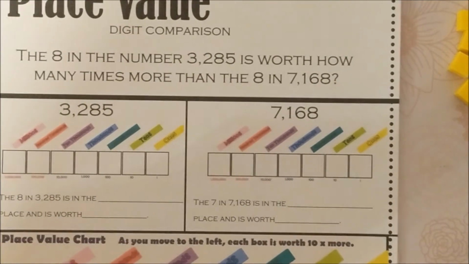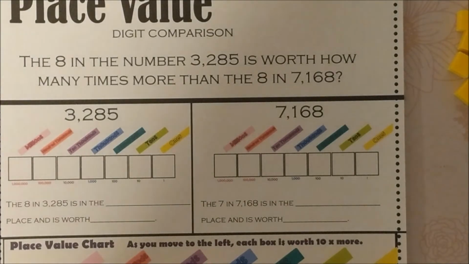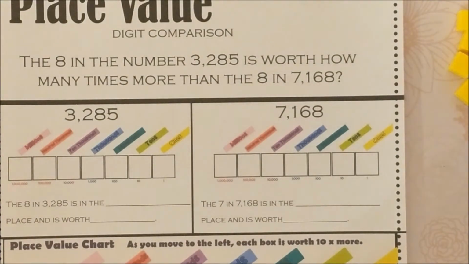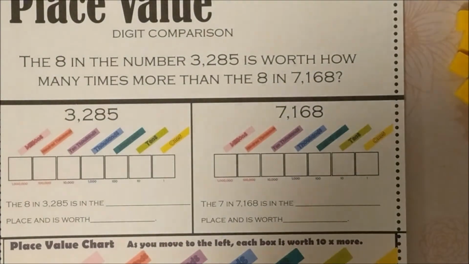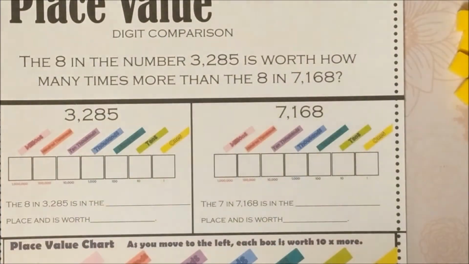The 8 in the number 3,285 is worth how many times more than the 8 in 7,168? Great. So you have 2 numbers and 2 digit 8s. And we're just asking about the relationship between one 8 and the other 8. But I want you to follow some steps to kind of help you get there. Step 1, please underline the 8 in both numbers.